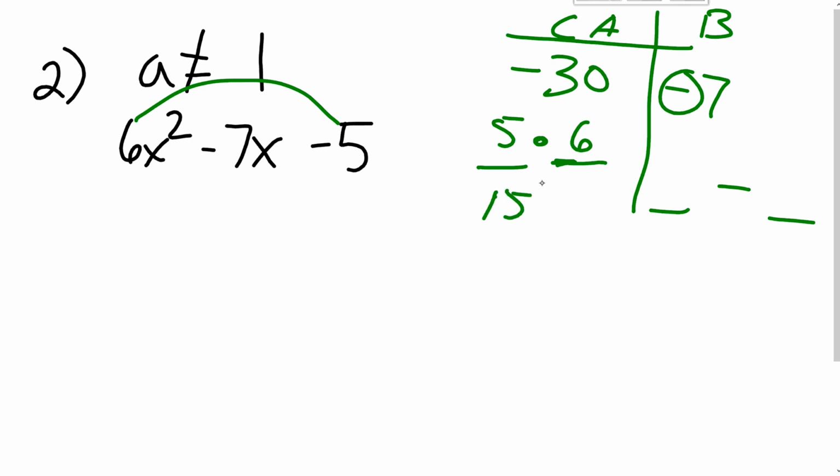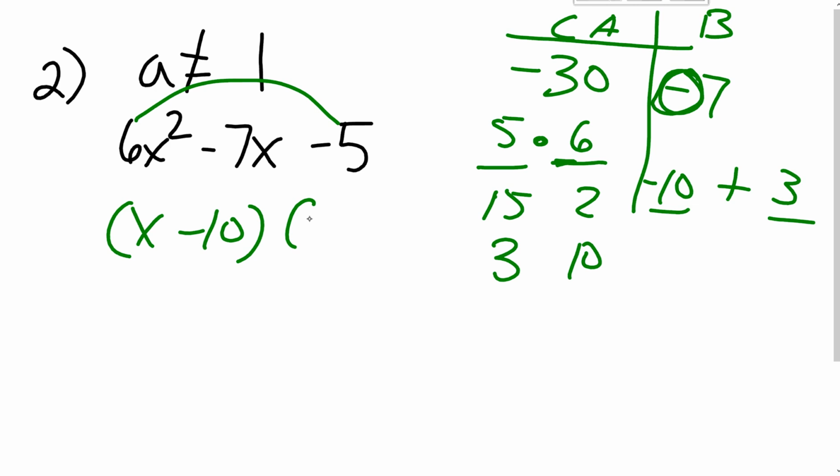I get 15 and 2, so 15 and 2 is not going to work. What else? 3 and 10. Oh, so 10 minus 3 is 7. And because my B is negative, the bigger number is negative. So those are my factors, -10 and 3. So x minus 10 and x plus 3, but because I multiplied C times A, I have to divide my answers by my A.